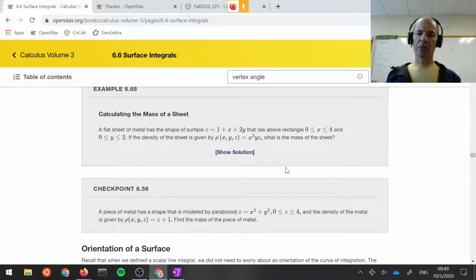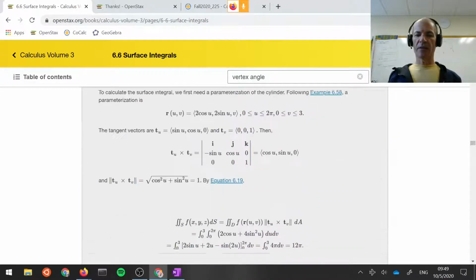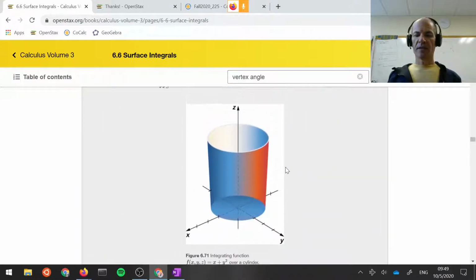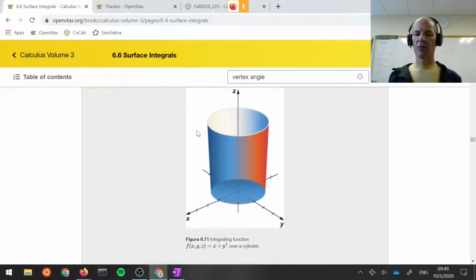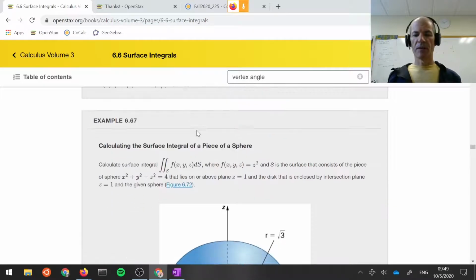A scalar surface integral, the most common application is the mass of a sheet. So if we go back to our cylinder, we could pretend that this is some variable density cylinder, and the density function at a particular point is x plus y squared. If we did that, then we would have density times a little piece of area. That would give us a little piece of mass, which we'd be summing up, and that would give us the mass of this little piece of surface.